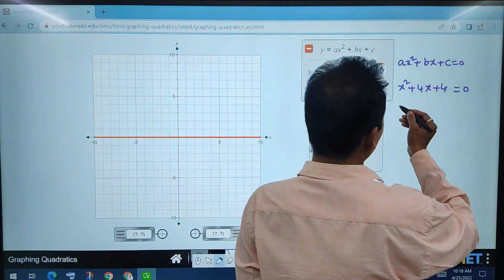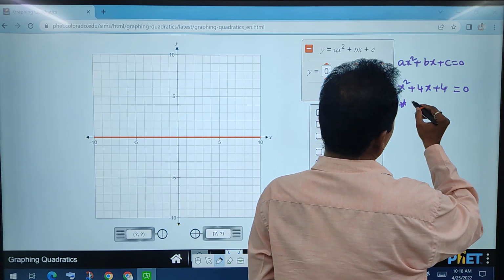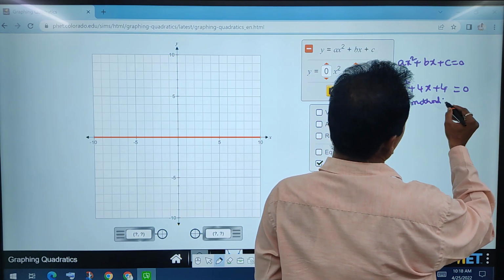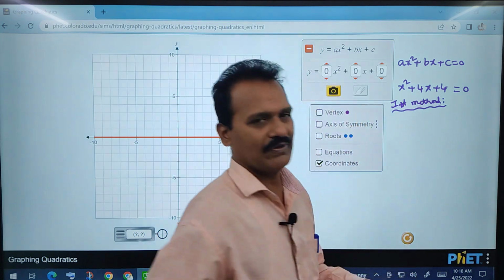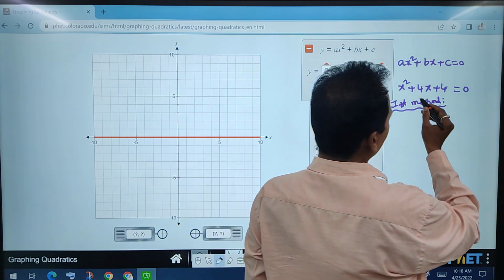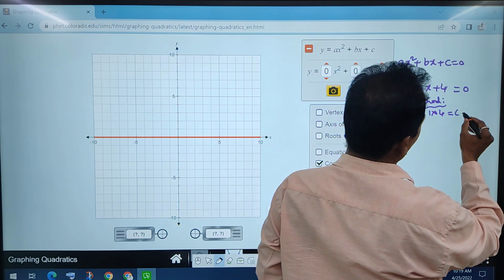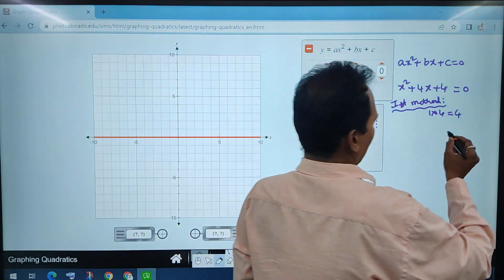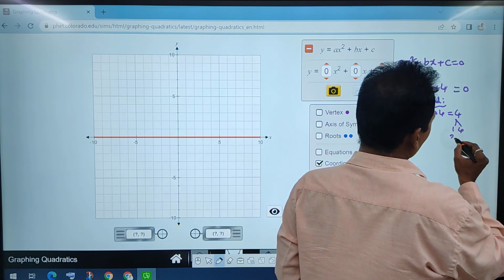In the first method, see this one. First of all, the x square coefficient is 1, and the last constant term is 4. So you need to multiply 1 and 4, which is 1 into 4 equal to 4 only. What are the factors of that 4? This 4 you can divide as 1 into 4 and 2 into 2.